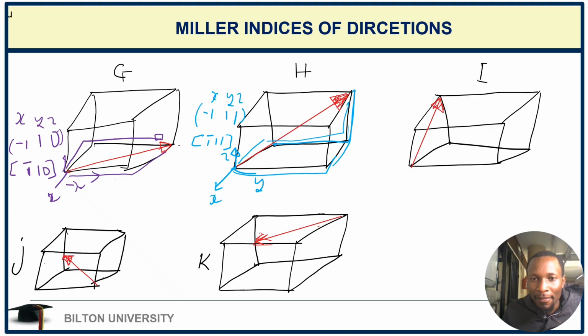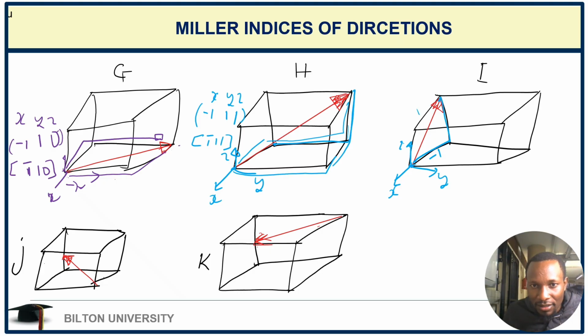Let's look at I. So this is the point of origin, and this is the tip. If this is the origin, then this is our positive x, this is our positive y, and this is our positive z. For me to reach this point, I must have moved minus 1 in the x direction, and I've moved in the positive z direction.